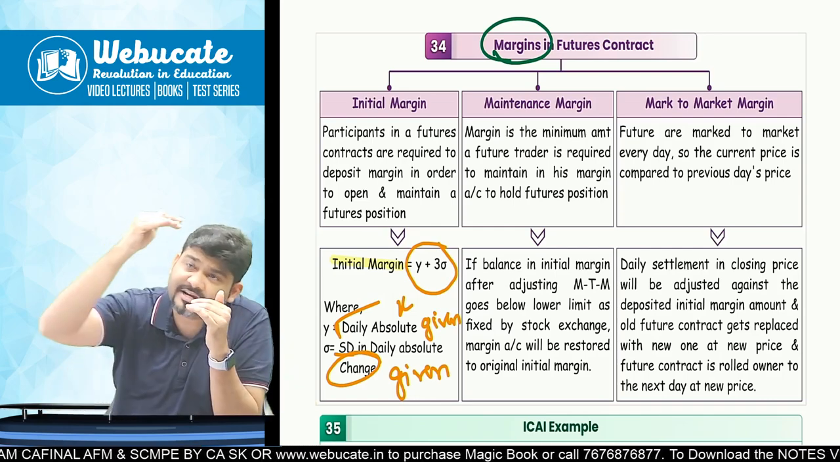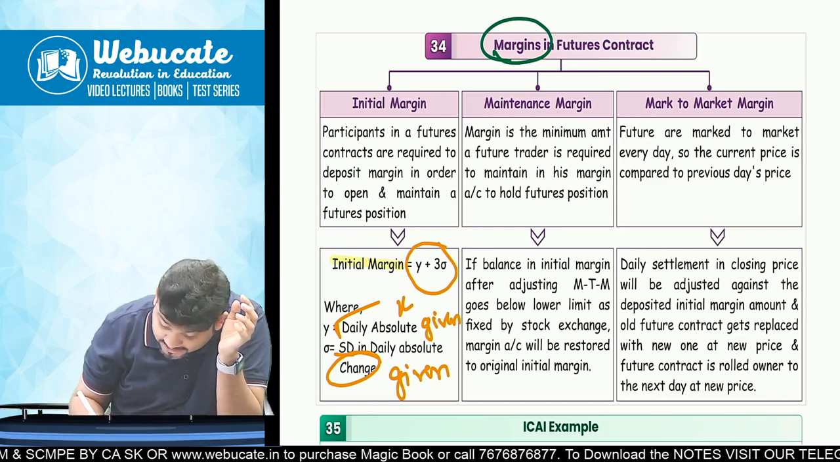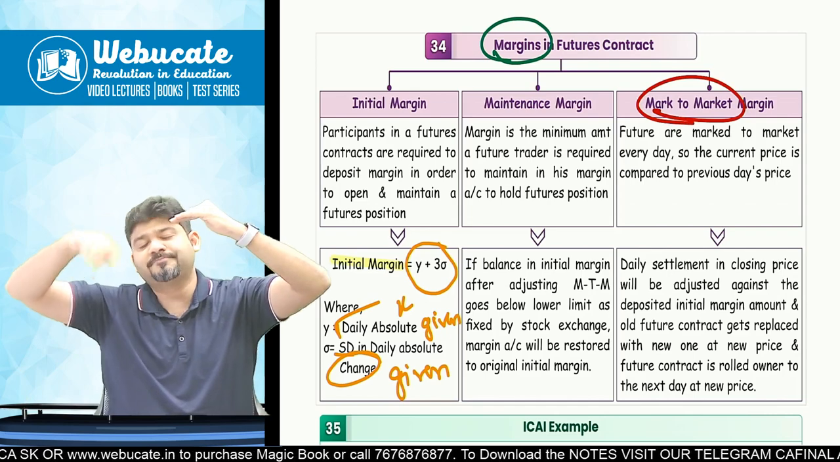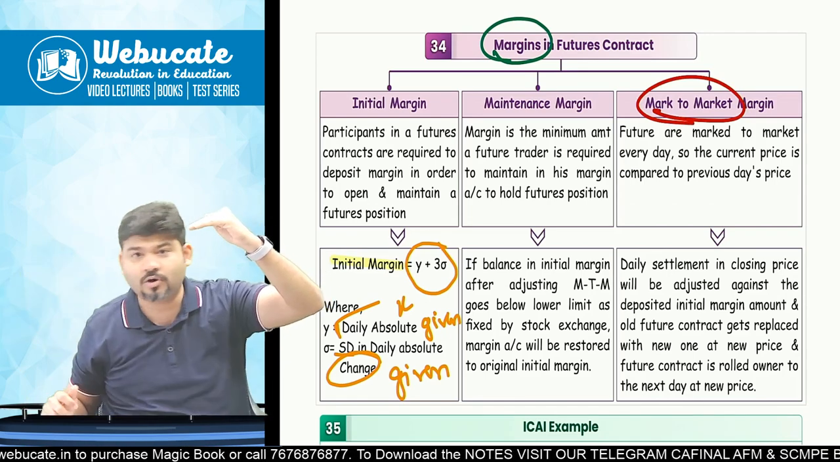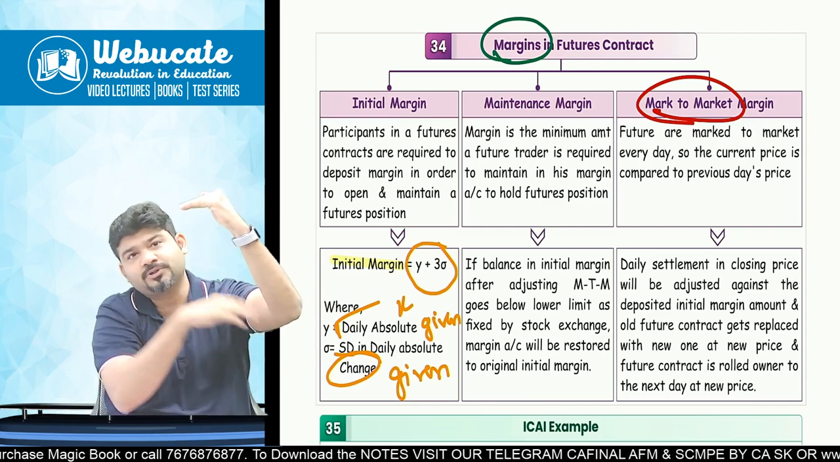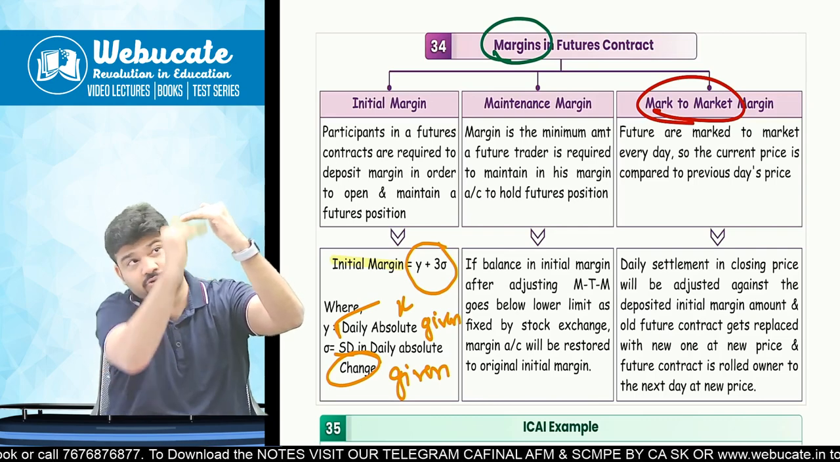But why will the initial margin go down, sir? That is because of the concept of mark to market. So what is mark to market? I'll tell you. Suppose you have a long position at 1000 rupees. So you are expecting the market to go up. But suppose it goes to 950. So 1000 is your long position, and 950 is now the opposite, the short, the sale position. So 50 rupees is your loss.